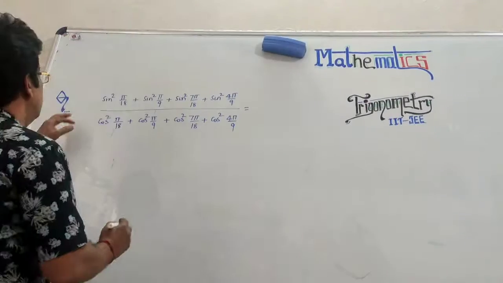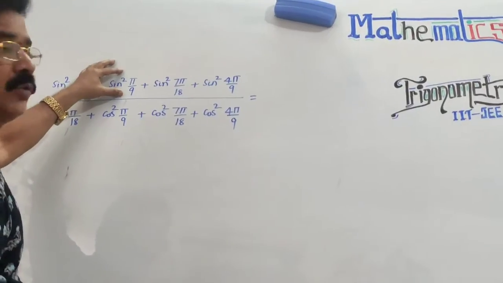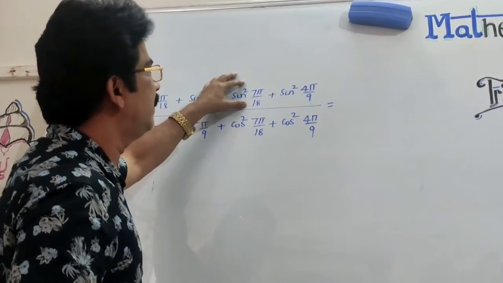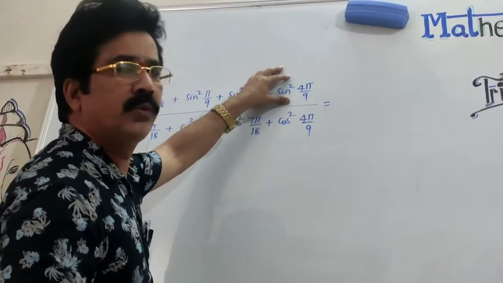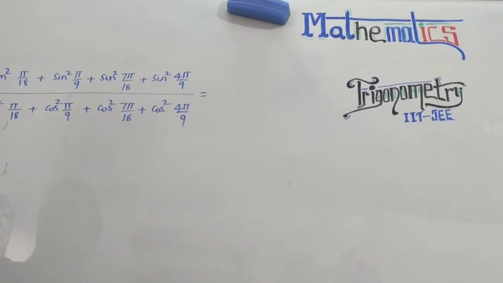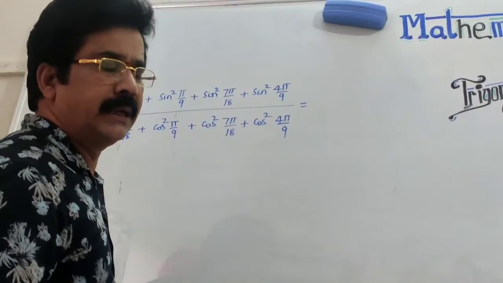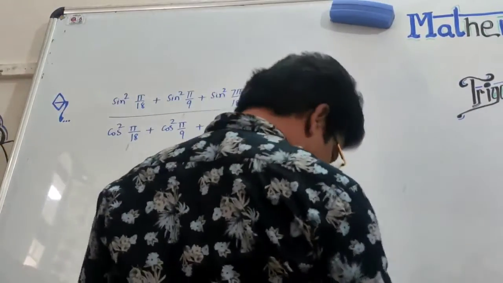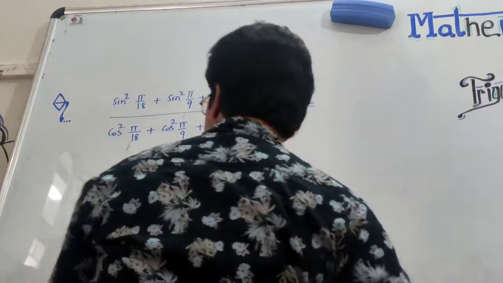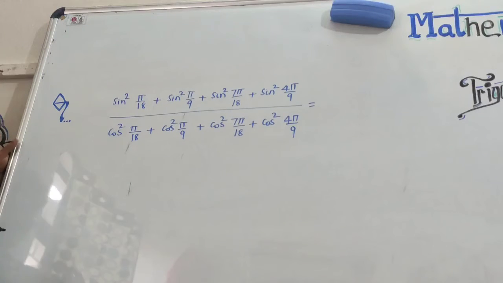Next question. sin² π/18 + sin² π/9 + sin² 7π/18 + sin² 4π/9, divided by similarly cos², what is it? Understand? One minute. Actually, the basic formula is, you come here.